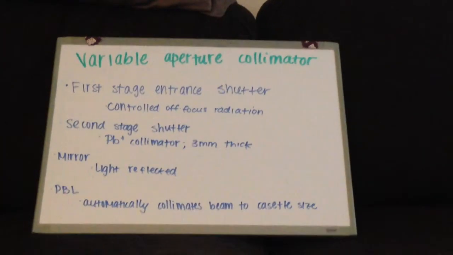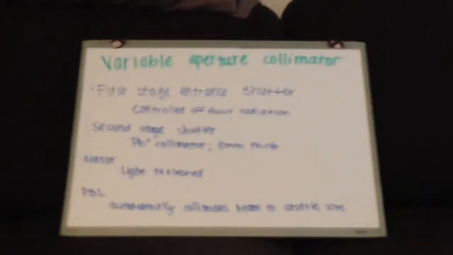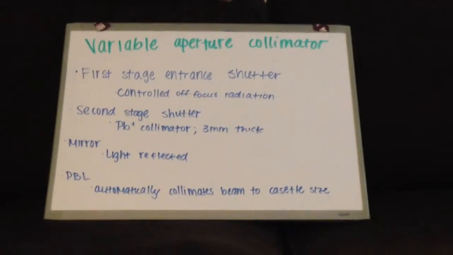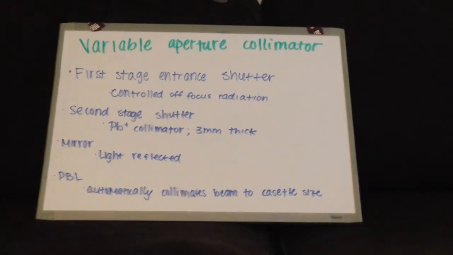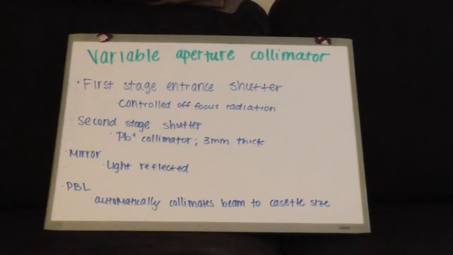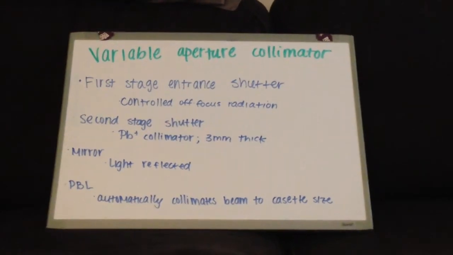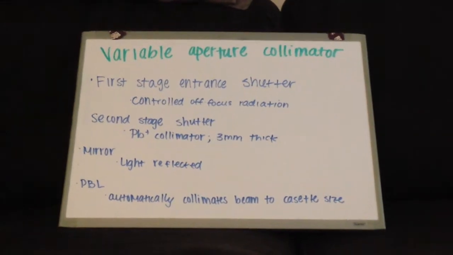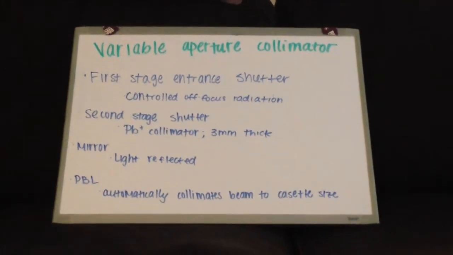The first component is the first stage entrance shutter. This is where the diaphragm of this collimator is used to control off-focus radiation. This is a positive benefit because it will make for a clearer X-ray due to the decrease in scatter radiation. The fact that the diaphragm decreases scatter radiation is a major bonus when it comes to radiation doses, as it minimizes the dose that a patient receives.